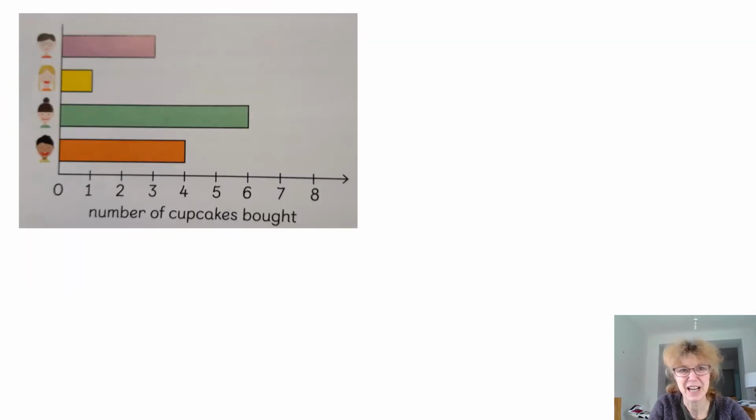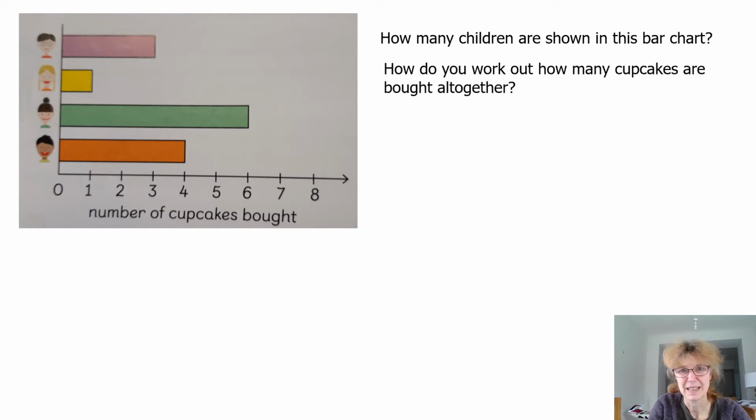Have a look at this bar chart. So we've got some children on the left-hand side, and underneath we've got the number of cupcakes that they bought. How many children are shown in this bar chart? Okay, so we can see there are 4 children in the bar chart. How do we work out how many cupcakes those 4 children bought altogether? Okay, so we'd have to add up the totals for each of those bars.